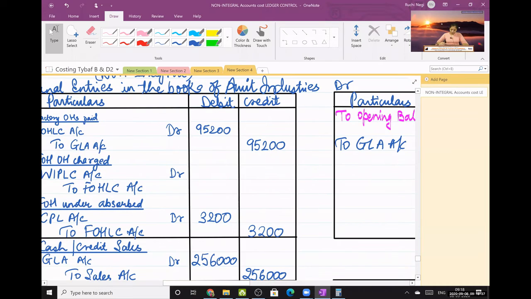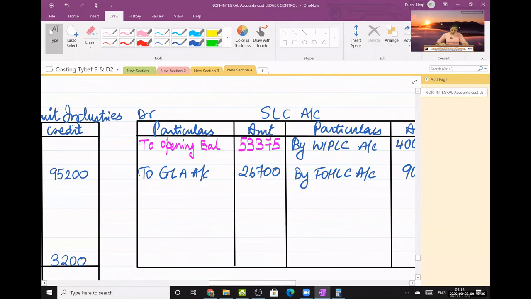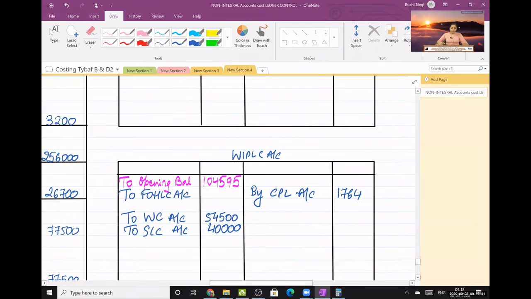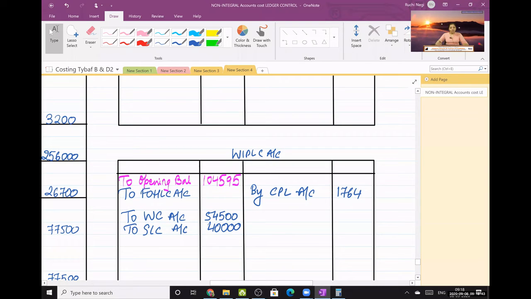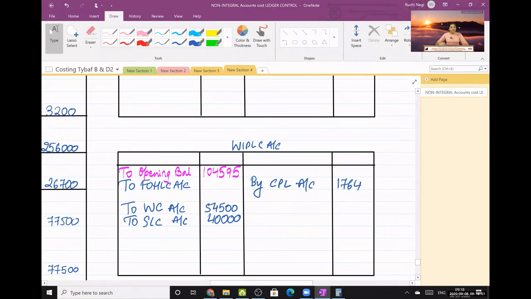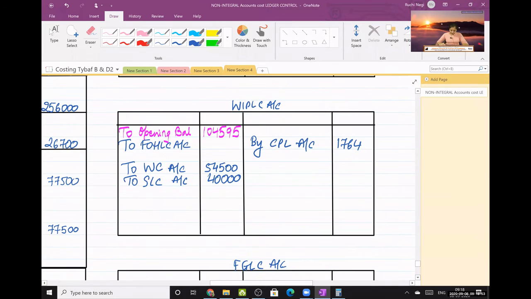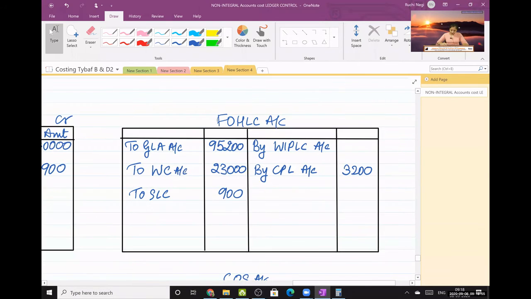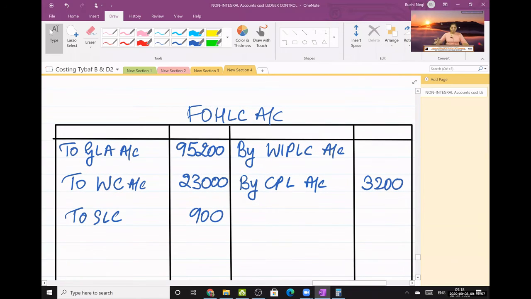So start with the closing of the ledgers, and now students listen. What did I teach you? In whichever order you make the ledgers, you have to close them in the same order. Absolutely correct. Yes, but in this sum I cannot do that. Why? Because you see FOH. Just pay attention to whatever I'm saying.